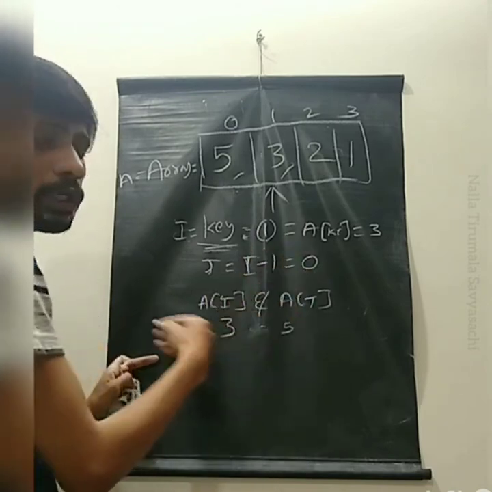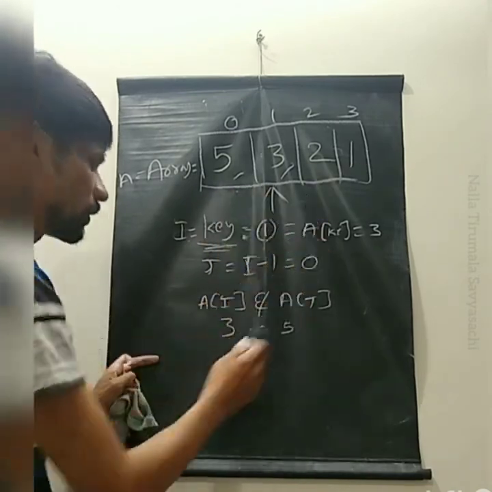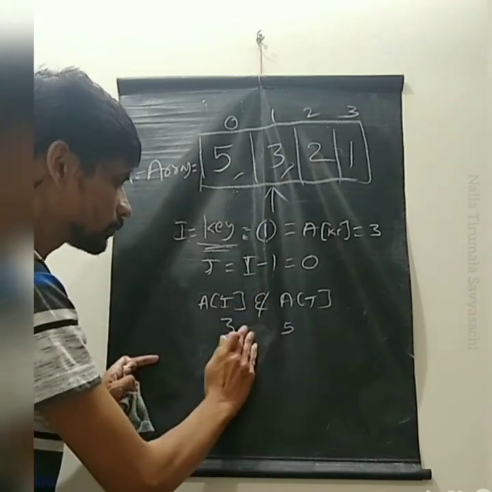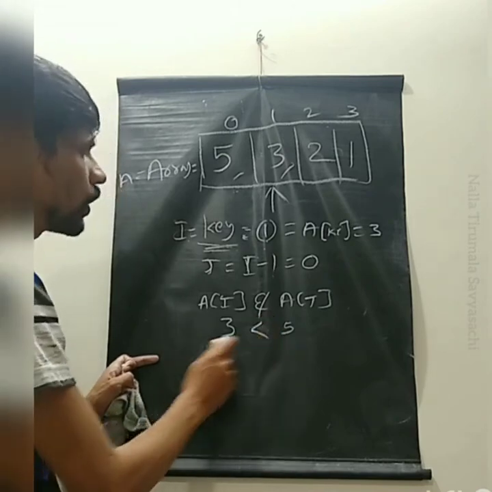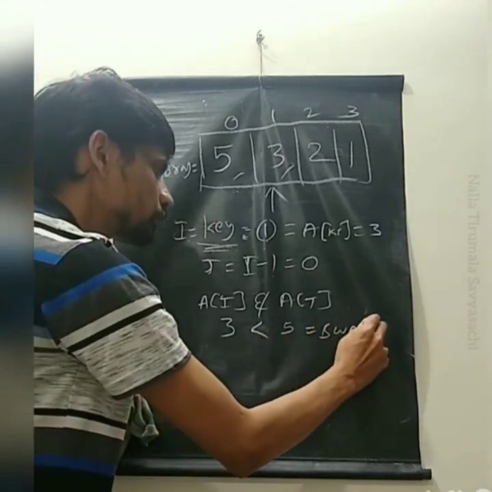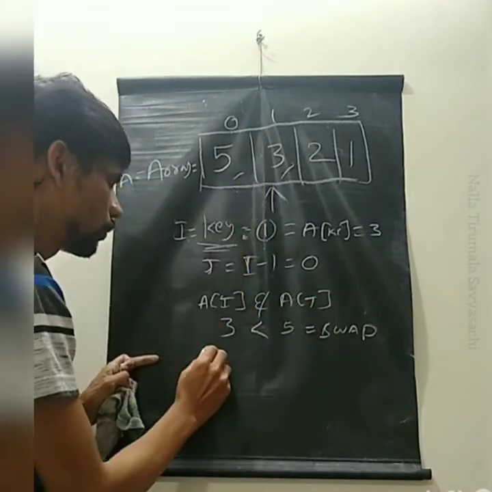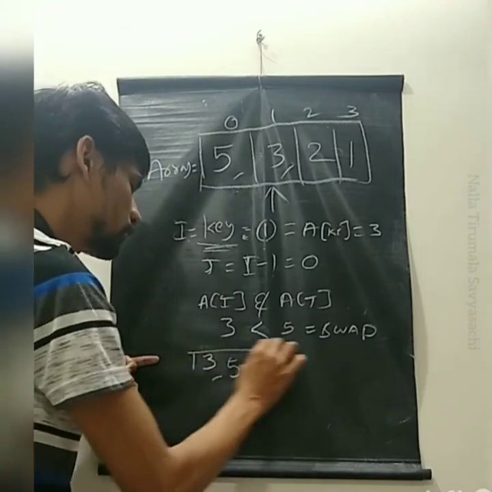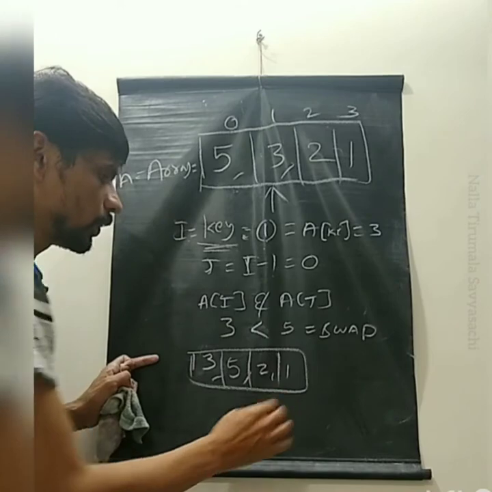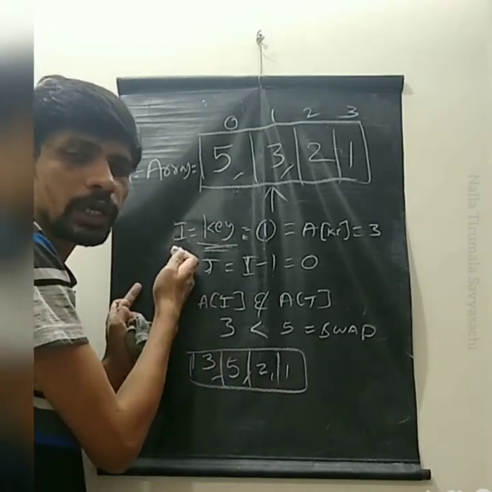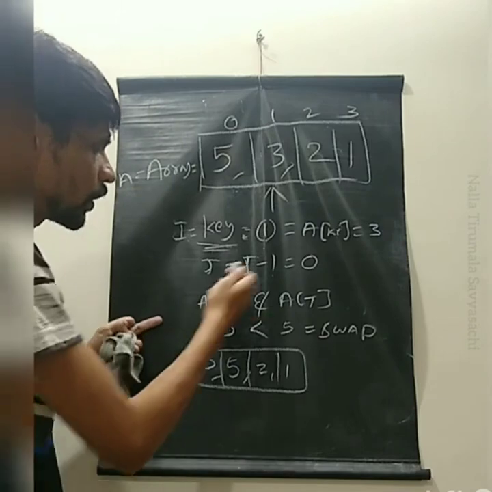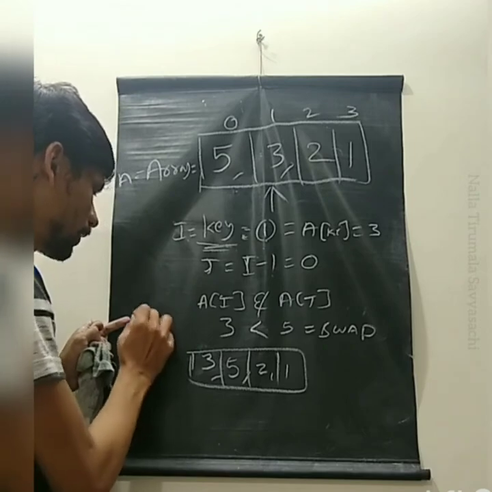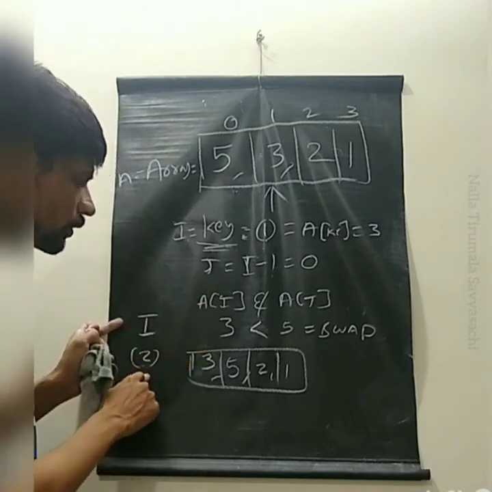So I will swap these two numbers. After swapping, because 3 is lesser than 5, my output is 3, 5, 2, 1. This is my output now. Now I will increment the I value to the next index. My I value was initially 1, now it will become 2.